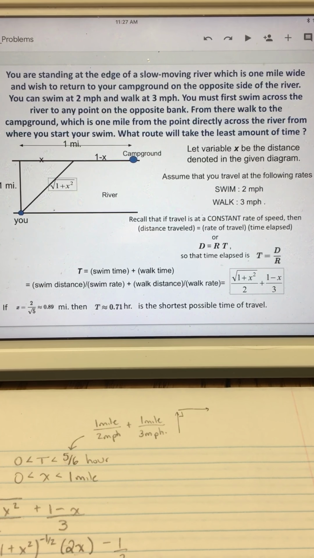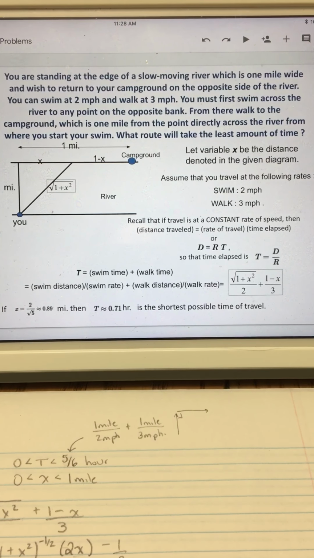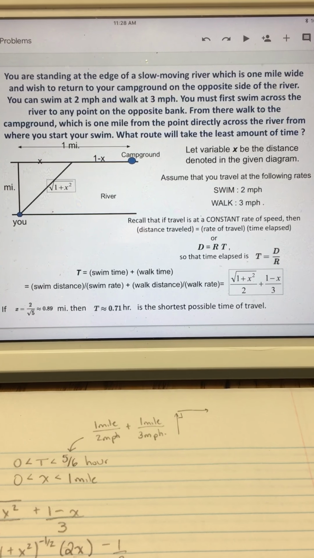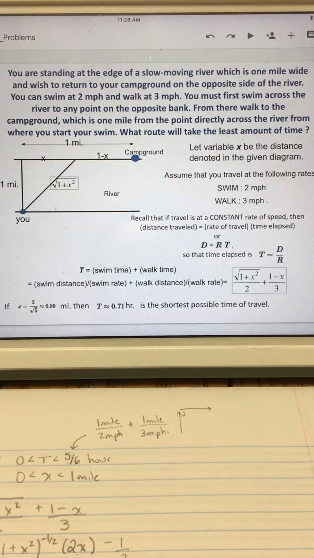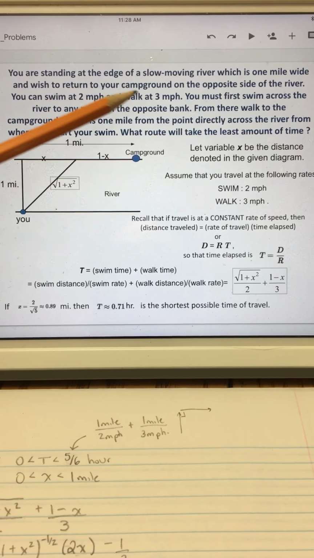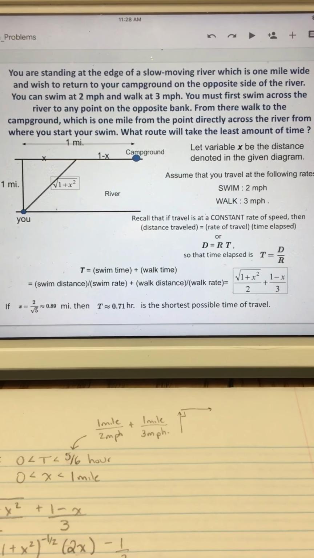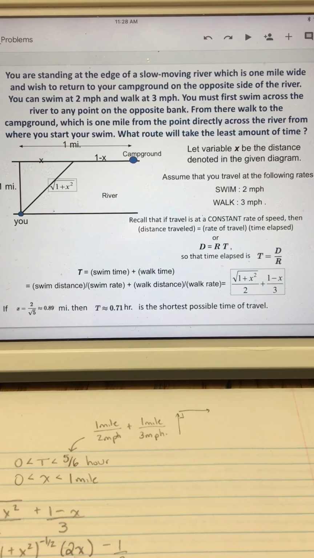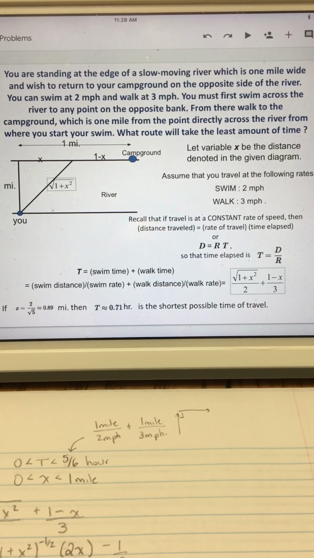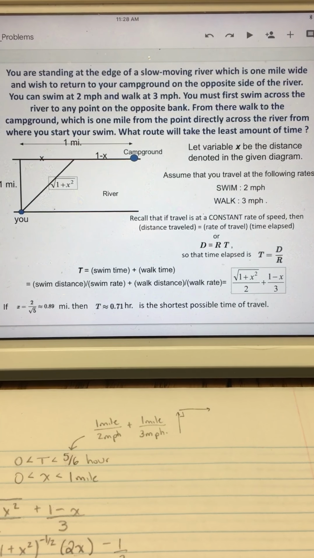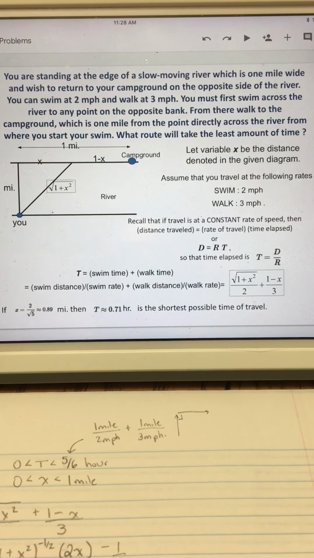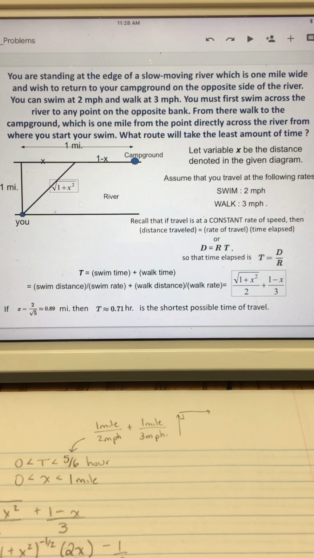You're standing at the edge of a slow-moving river which is 1 mile wide and wish to return to your campground on the opposite side of the river. You can swim at 2 miles per hour and walk at 3 miles per hour. You must first swim across the river to any point on the opposite bank. From there, walk to the campground, which is 1 mile from the point directly across the river from where you start your swim. What route will take the least amount of time?